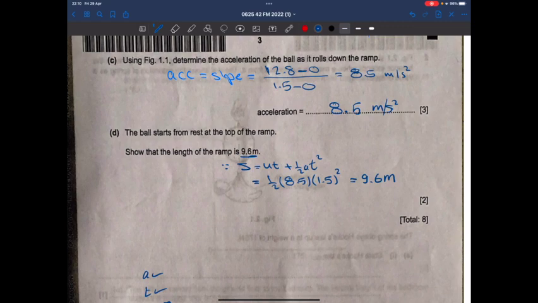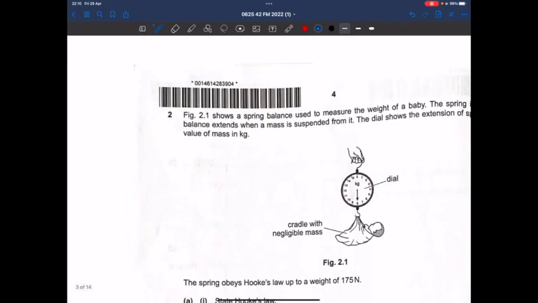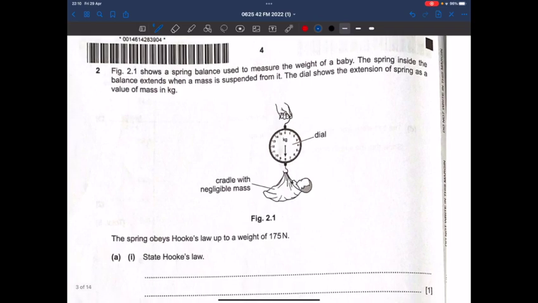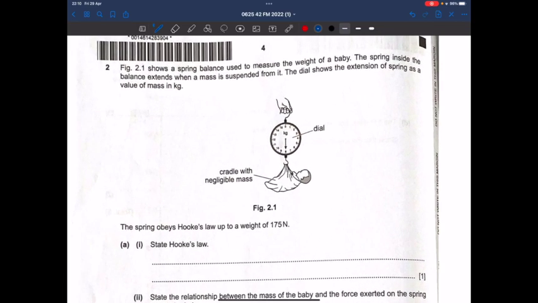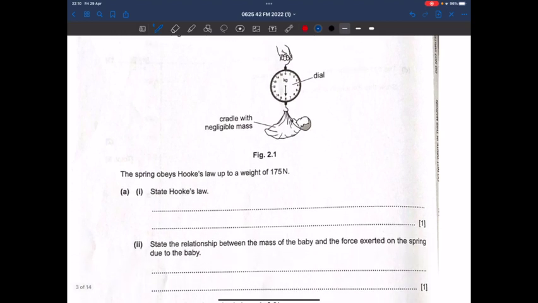The second question, I think this is about Hooke's law. Figure 2.1 shows a spring balance used to measure the weight of a baby. The spring inside the balance extends when a mass is suspended from it. The graph shows the extension of the spring against the value of mass in kilograms. Let's see. State Hooke's law.